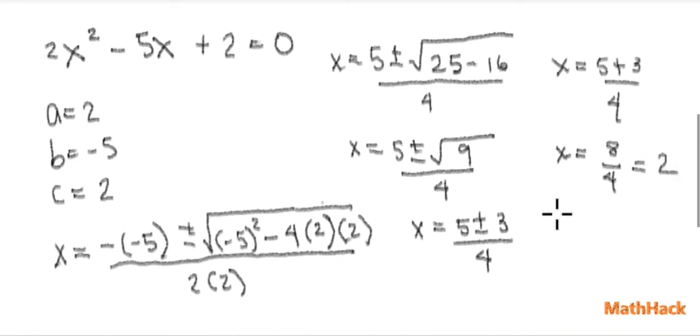And then, for the other one, we have x is equal to 5 minus 3 over 4. And 5 minus 3 is 2. 2 over 4 is equal to 1/2. Right? So, we have 1/2 here. So, the solutions for this quadratic equation are 2 and 1/2.